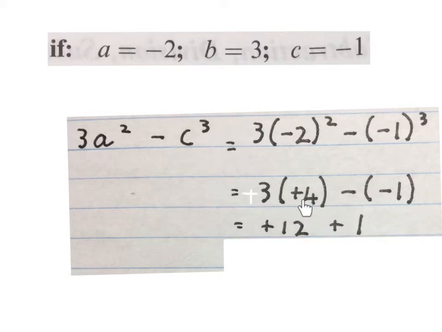+3 times +4 is +12. And minus times a minus is a +1. So we have +12 +1. Final answer, +13. Please stop the video and get your brain around this one.